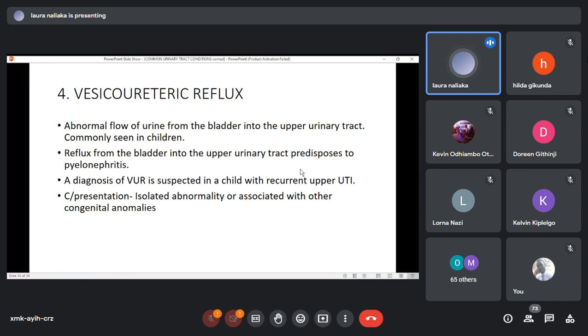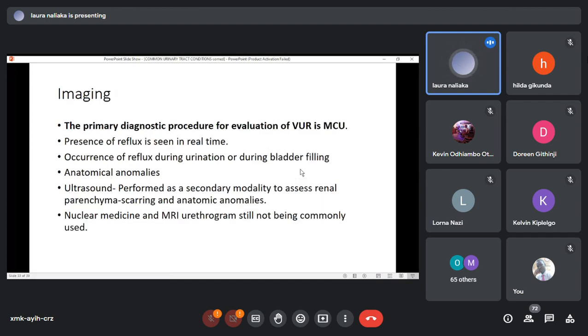so that you can relieve the bladder from the chronic distension from obstruction distally. Reflux from the bladder into the upper urinary tract predisposes to recurrent infections, that's pyelonephritis. A diagnosis of VUR is suspected in a child with recurrent upper UTIs, which are unexplained. That's when you will suspect VUR. Clinical presentation is usually an isolated abnormality or associated with other congenital abnormalities of the kidney or the bladder.